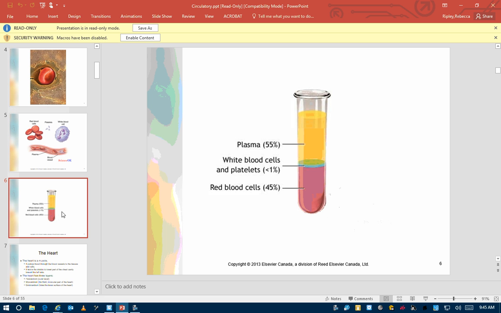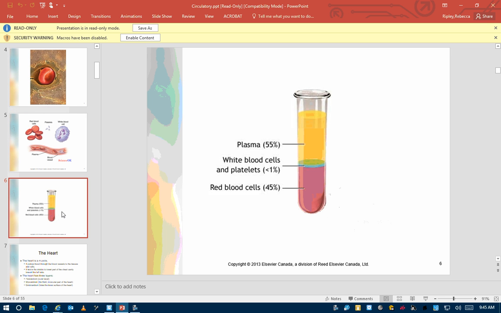So this just represents what your blood is made up of. If you were to take someone's blood sample and spin it in a centrifuge, it will actually separate into something that looks like this. It shows that just over half of your blood is plasma, a small percentage is white blood cells and platelets, and a little under half is red blood cells.